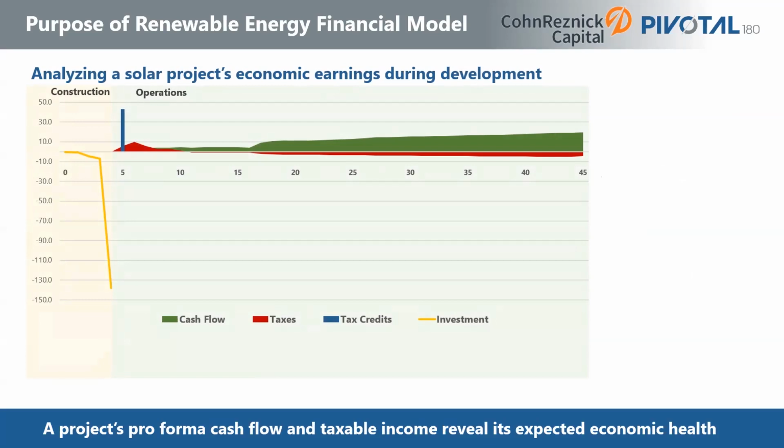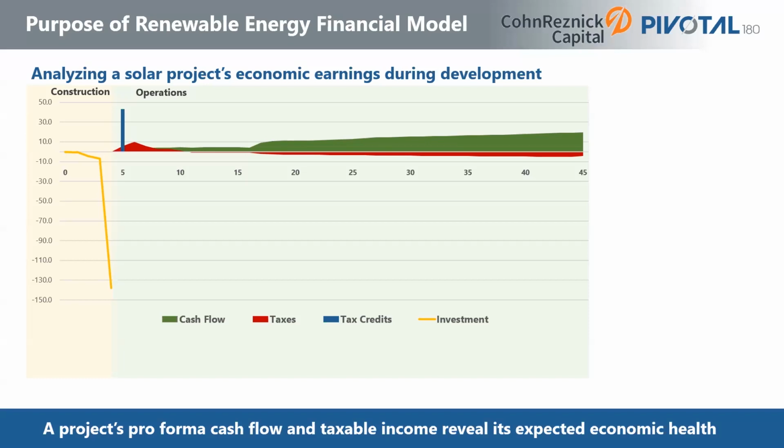A project's pro forma cash flow and taxable income reveal its expected economic health. Now, this is where we always begin our analysis. And here's where we're focused on economic earnings. Financial models typically aim to predict these earnings over a long time horizon, sometimes up to 45 years for a solar project. This is different than analyzing a publicly traded company where you typically might model 5 years of cash flow with the terminal value at the end.